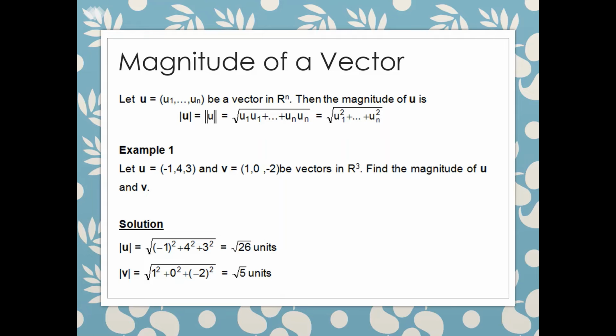Refer to example 1. Let U and V be vectors in three-dimensional space. You need to find the magnitude of U and V. Therefore, the magnitude of U is equal to the square root of (-1)² + 4² + 3², which is equal to square root of 26 units. And the magnitude of V is equal to the square root of 1² + 0² + (-2)², which is equal to square root of 5 units.